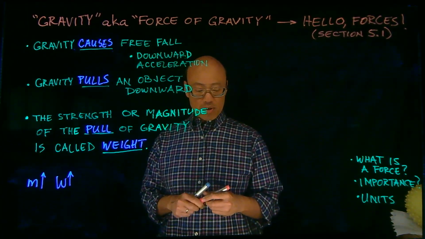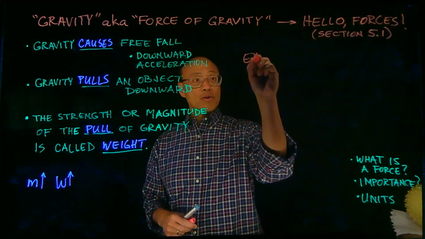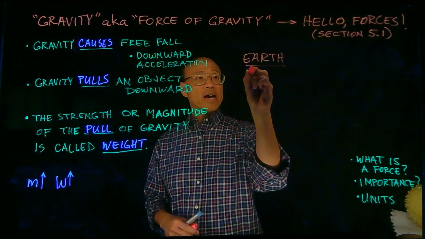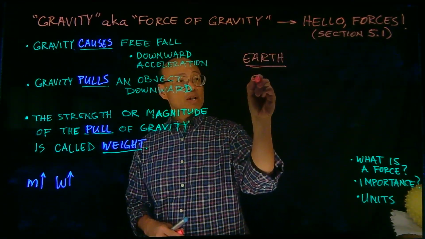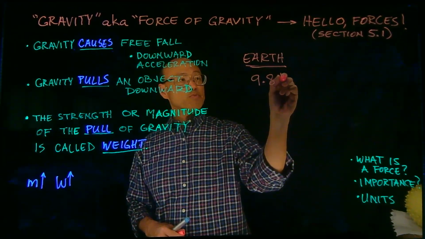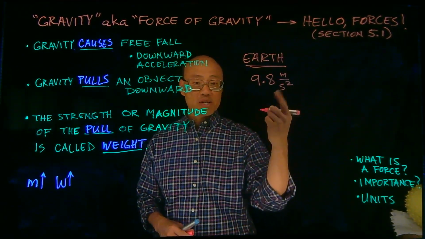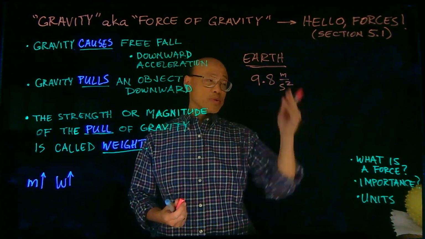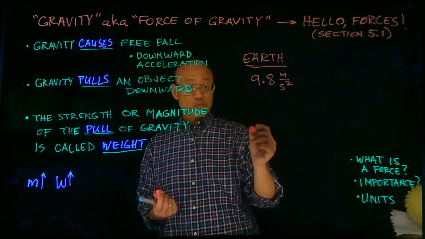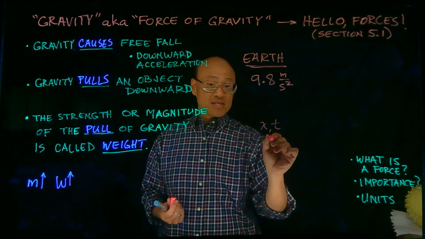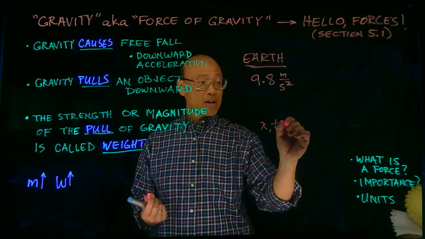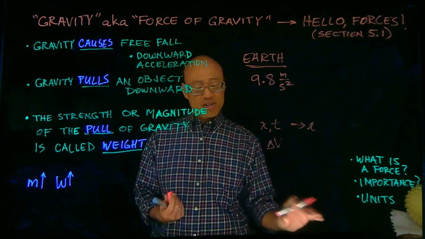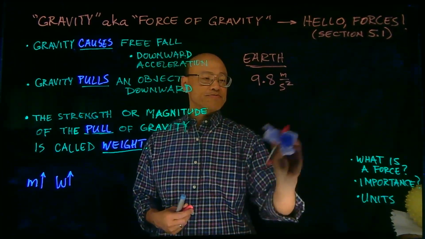So on Earth, we accelerate downward at, from the free fall section, you might have met the number 9.8 meters per second squared. This is experimentally verifiable. You let something fall and measure its motion, its position with respect to time, and then you could figure out its change in velocity. You can figure out its acceleration.